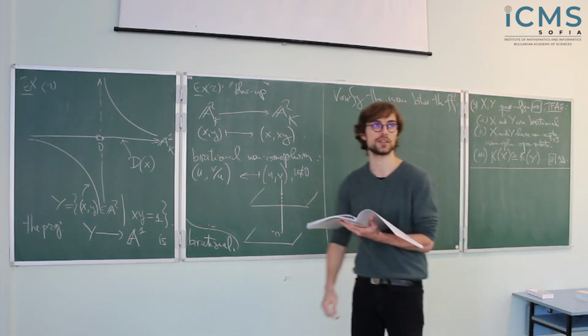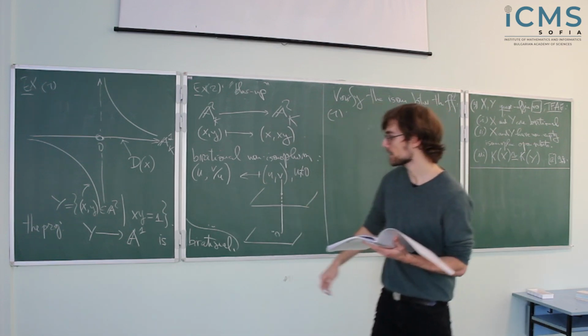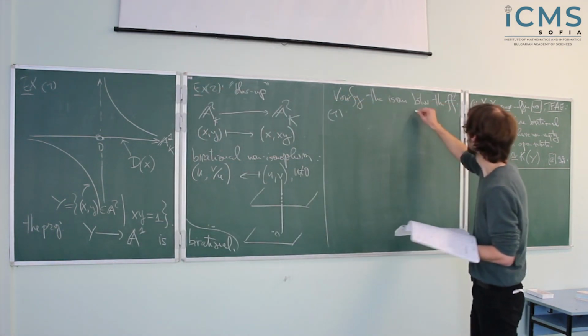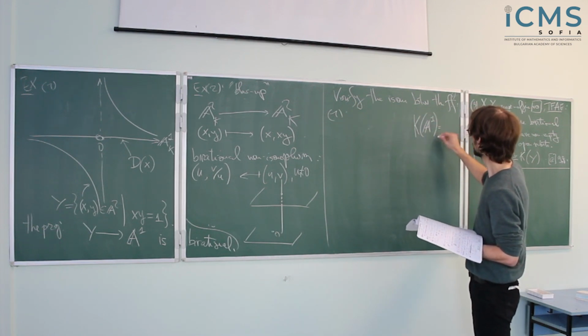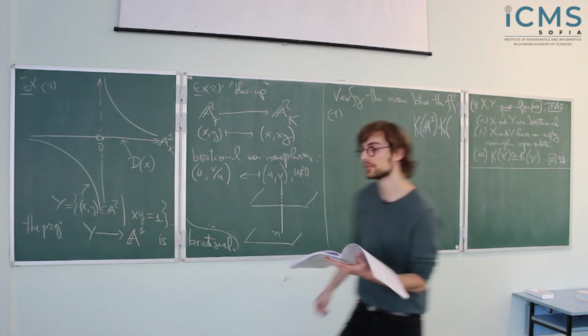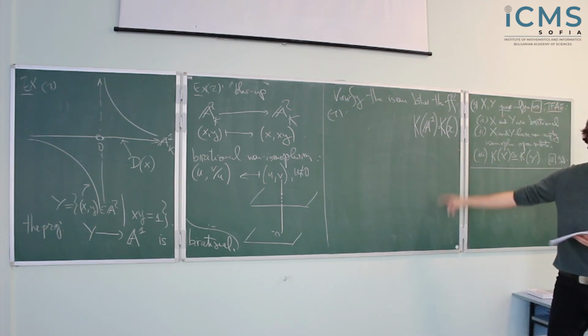F is just a function. Okay, so the first example, the function field of A1, is very simple. K of A1 is just K of, I will use the variable x. So it's the rational functions on x.